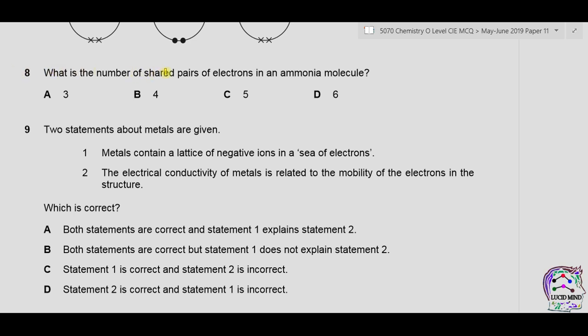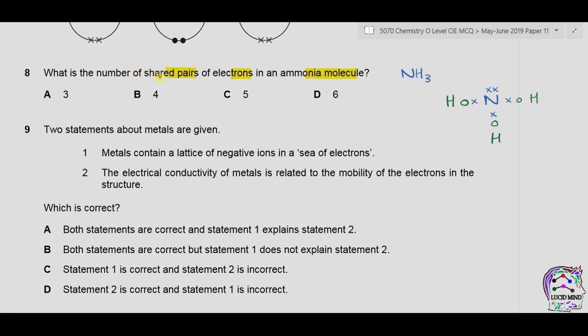Question 8. What is the number of shared pairs of electrons in an ammonia molecule? The formula of ammonia is NH3. Now nitrogen is from 5th group in the periodic table. It means it has 5 electrons in the outermost shell. As it needs 3 electrons, so therefore it will make 3 single covalent bonds with 3 hydrogen atoms. Each hydrogen atom shares 1 electron with 1 nitrogen. So the bond formed are like this.